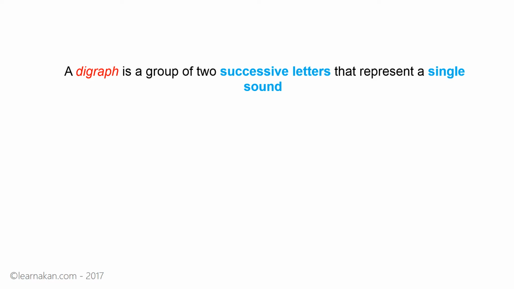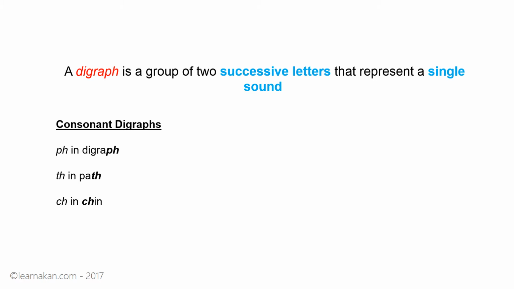Examples of consonant digraphs in English include the F sound represented by the letters PH in digraph itself, the Th sound represented by the letters TH in the word path, and the Ch sound represented by the letters CH in the word chin.